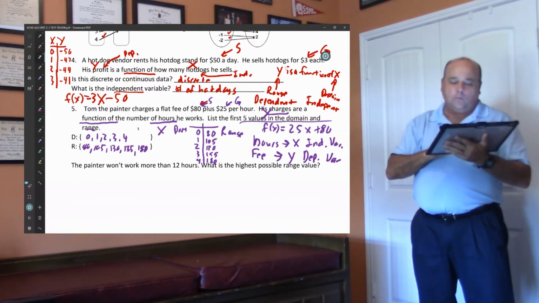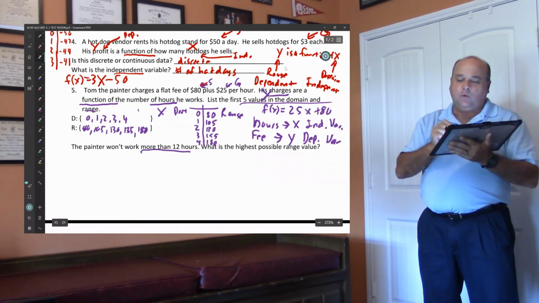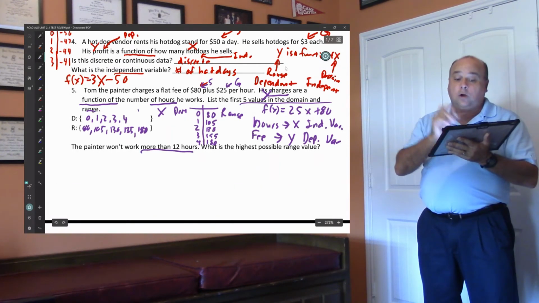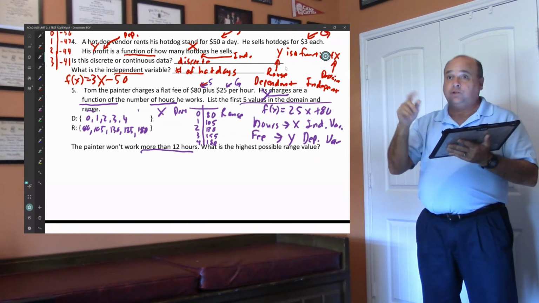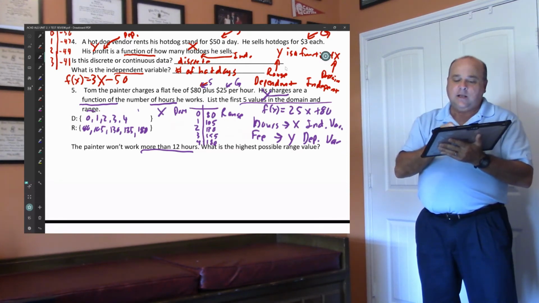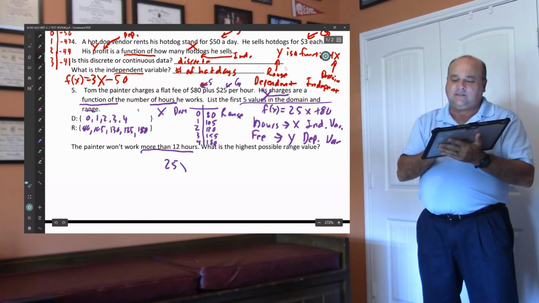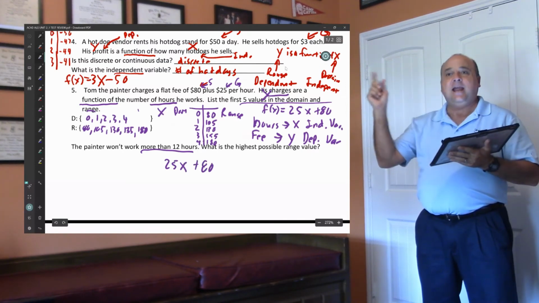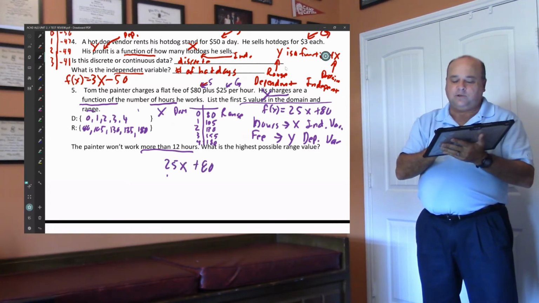The painter won't work more than 12 hours. Okay, what is his highest possible? So he won't work more than 12 hours. So 12 is not more than 12. So he's only going to work 11. So let's do 25x plus 80. And he can't go 12, so only 11 hours.